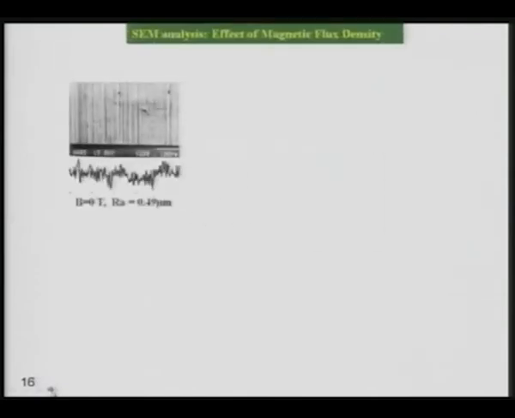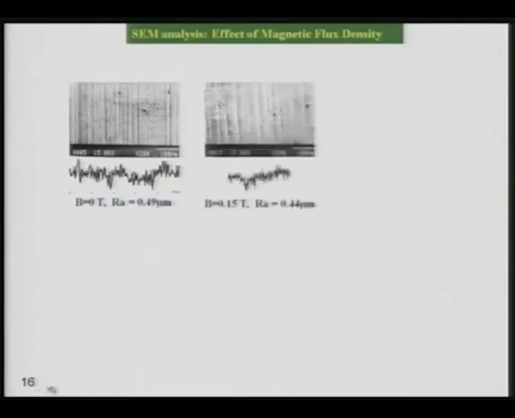Now, then some of the pictures, SEM pictures were taken for the workpieces in the beginning before finishing, and you can see here this is the workpiece which has a 0.49 micrometer as RA value, and this is after grinding that was obtained with 0 magnetic field, and here you can see B is equal to 0.15 and finishing has been done, and you can clearly see the difference between the surf analyzer plots taken over here as well as in these SEM pictures also.